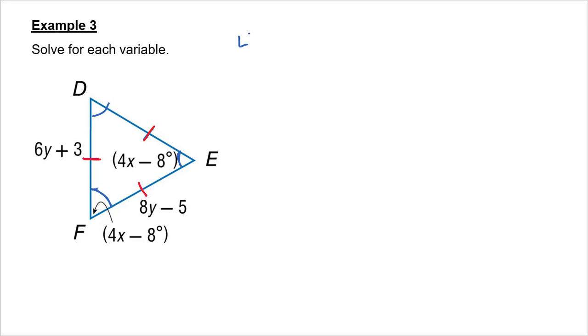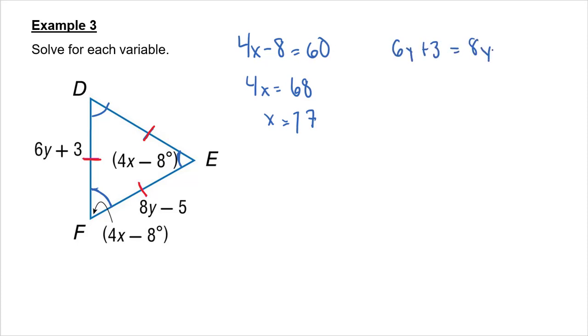So I know that 4x minus 8 has got to be equal to 60 degrees. I did this in a much more complicated way in my notes. I add and I get 68. X is equal to 17. We know that these sides are equal, so 6y plus 3 is equal to 8y minus 5. I'm going to subtract the 6y over to get a 2y. I'm going to add the 5 over to get an 8. That gets me y equal to 4.